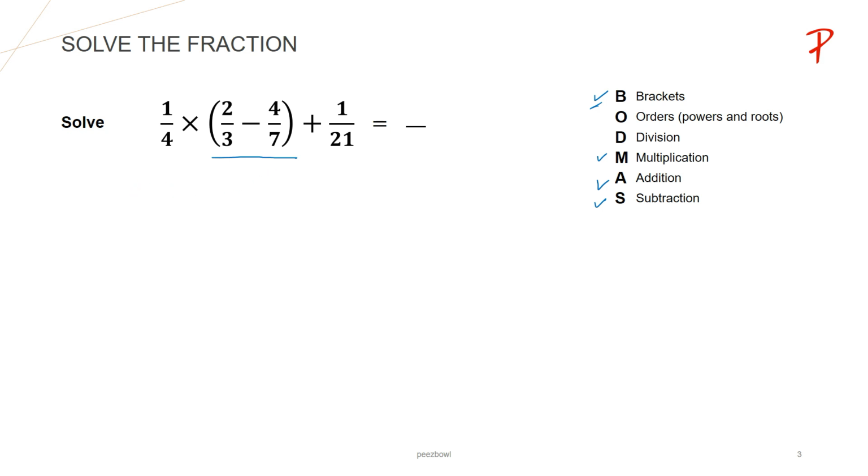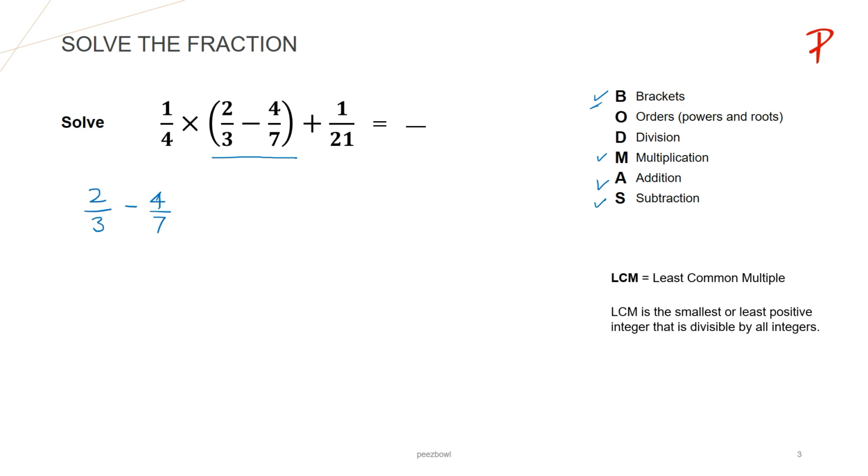Let us write it down. We have 2 upon 3 minus 4 upon 7. So we have to solve this first. For this we need to find out LCM, and LCM is nothing but least common multiple, which is the smallest or least positive integer that is divisible by all the integers, right? So first I will write multiples of 3. This is going to be, and then I will write multiples of 7, which is 7, then 14 and 21.